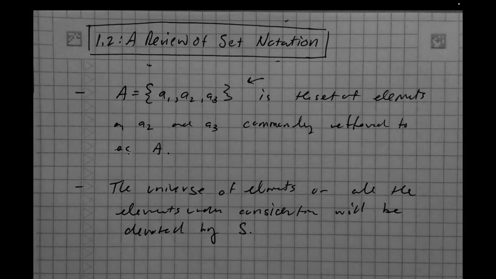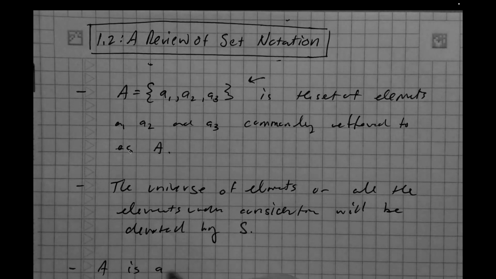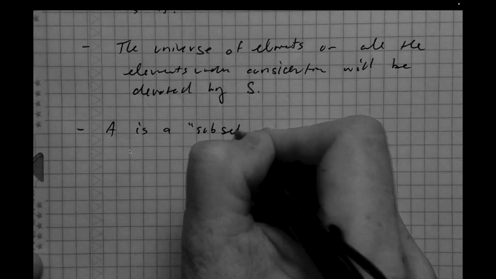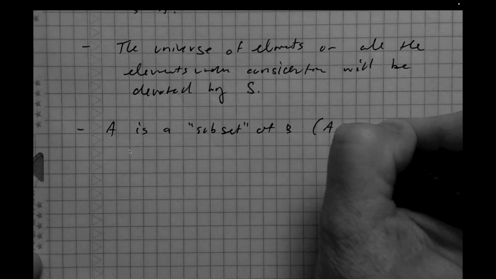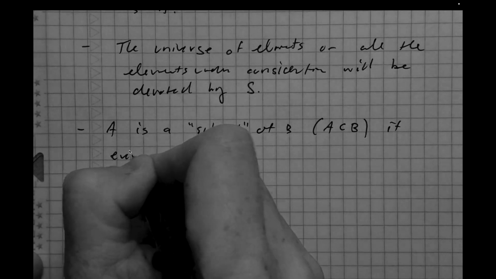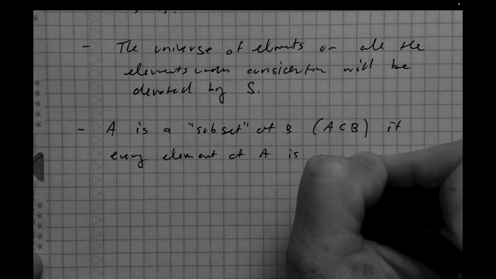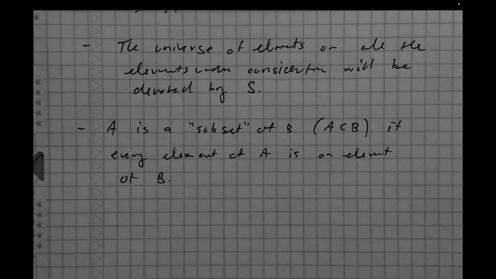The idea of a subset will be useful. A is a subset of B, and we denote it A and then the subset symbol B, if every element of A is an element of B, of course.